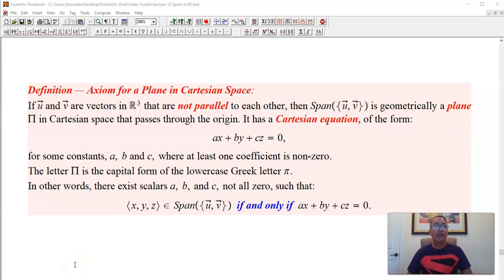So we can generalize this example and use it to define what a plane is in Cartesian space. If u and v are vectors in R3 which are not parallel to each other, then the span of u and v is a plane capital Pi in Cartesian space that passes through the origin. It has a Cartesian equation with the form ax plus by plus cz equals 0. And the constants a, b, and c have at least one coefficient which is not 0. They cannot all be 0. So in other words, there are scalars a, b, and c, not all 0, so that x, y, z is in the span of u and v, if and only if ax plus by plus cz equals 0.